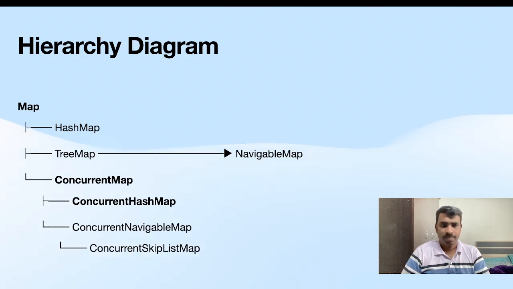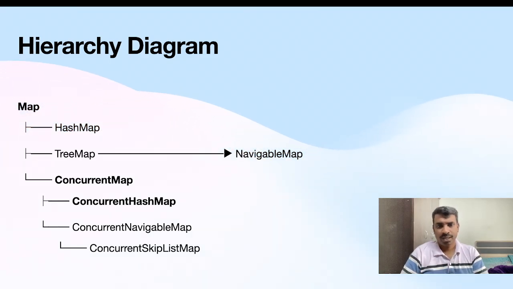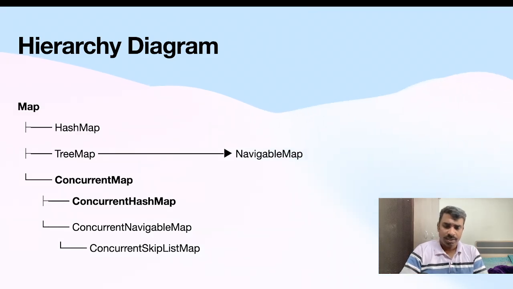It starts from Map. Map is an interface. HashMap and TreeMap implement Map, and TreeMap has NavigableMap as another implementation. Then under Map you can see ConcurrentMap. Under ConcurrentMap you can see ConcurrentHashMap. So ConcurrentHashMap comes under ConcurrentMap, and ConcurrentMap comes under Map. This is the hierarchy. There are more examples.